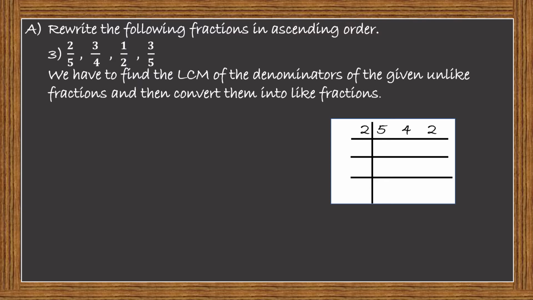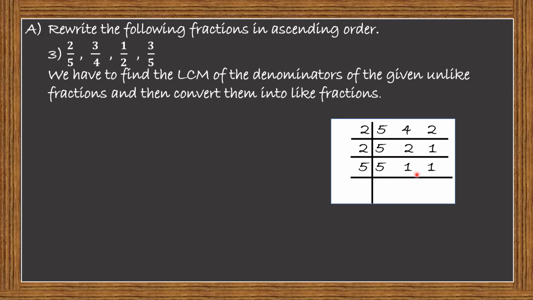5, 4 and 2. As this number 5 is repeated, whether you take it or not doesn't change the value if the number is repeated. So 5, 4 and 2. So it is 2 2s are 4, 2 1s are 2 and 5 will be as it is. Now amongst these, 2 is divisible by 2.